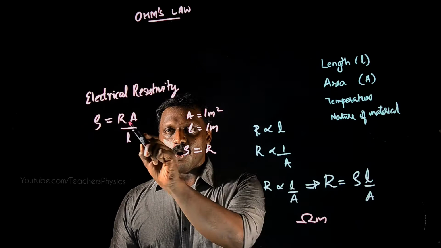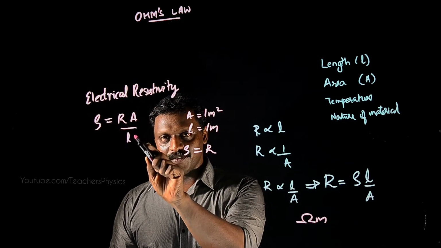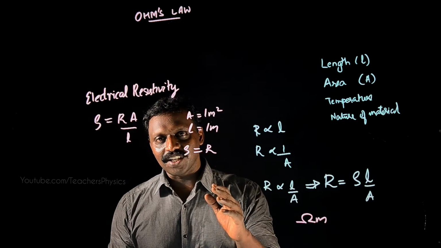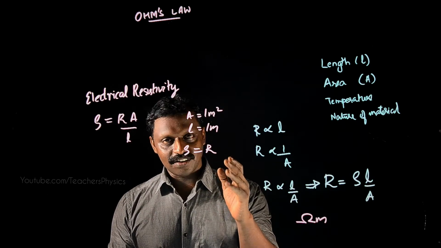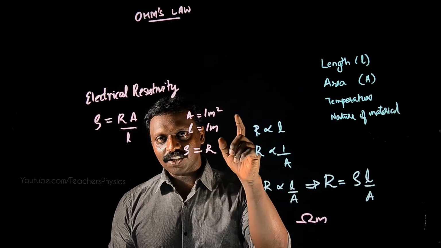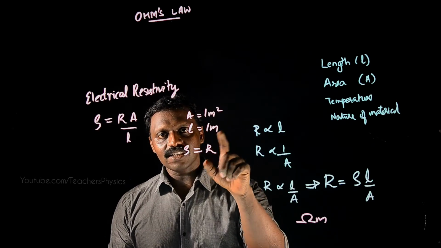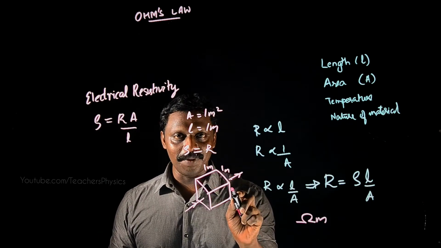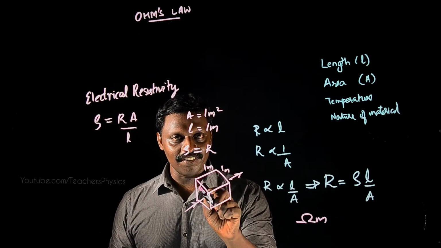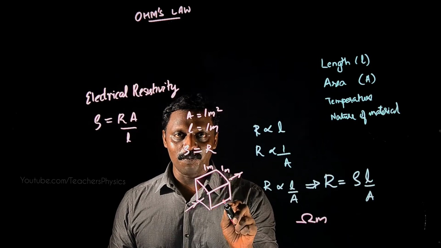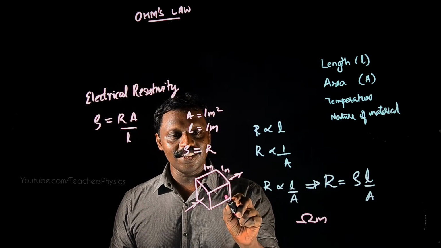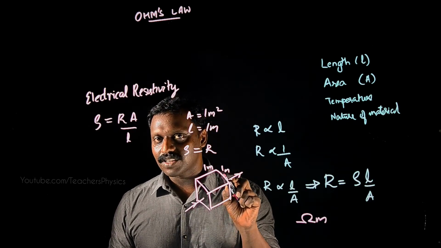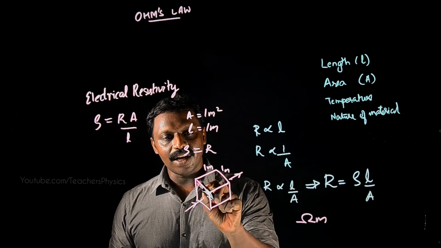It comes from ohm meter square divided by meter, so ohm meter. The electrical resistivity is numerically equal to its resistance for a conductor of cross-sectional area 1 meter square and length 1 meter. For a conductor of unit length, that is 1 meter, and unit cross-sectional area, that is 1 meter square, it is a cube of side 1 meter. So we can say that a material's electrical resistivity is numerically equal to its resistance when it is made a cube of unit length.